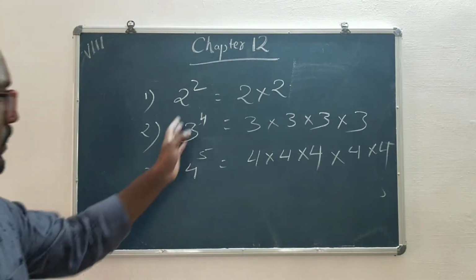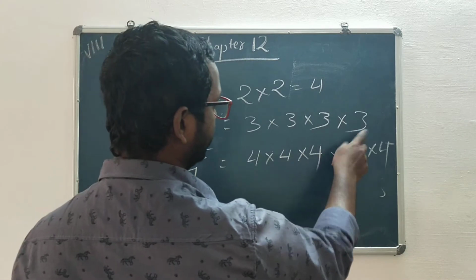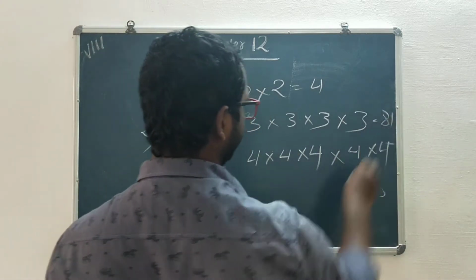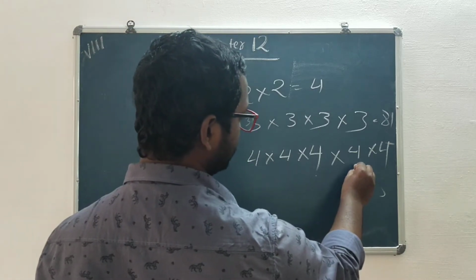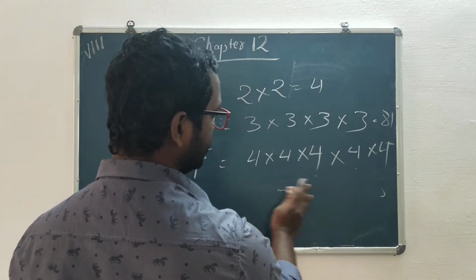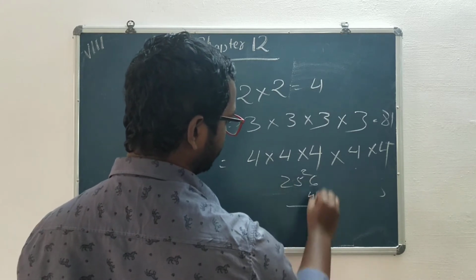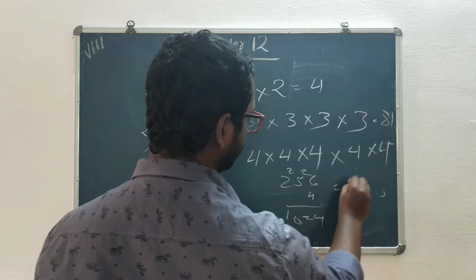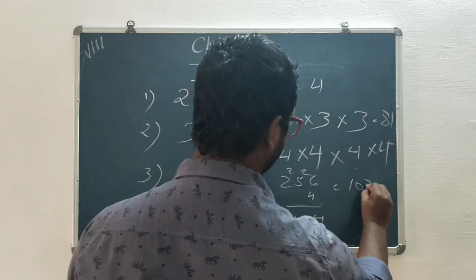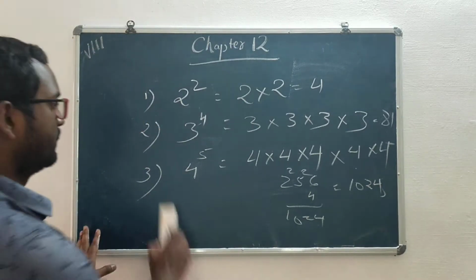And if we solve it with the answer, 2 into 2 is 4, 3 into 3 is 9, 9 into 9 is 81, 4 into 4 is 16, 16 into 16 is 256, 256 into 4 is 1024. So the answer is 1024. So this is powers.